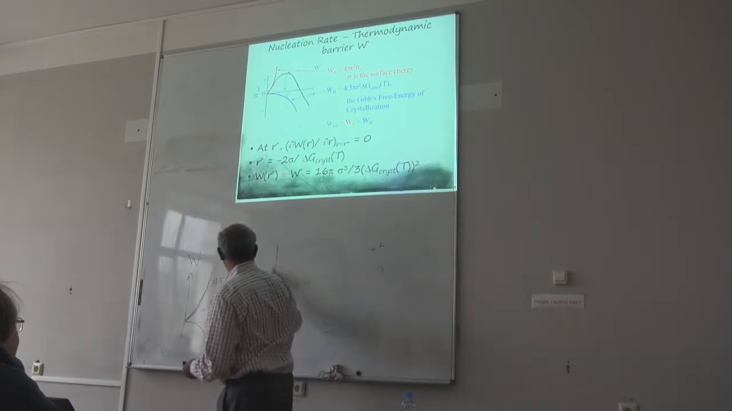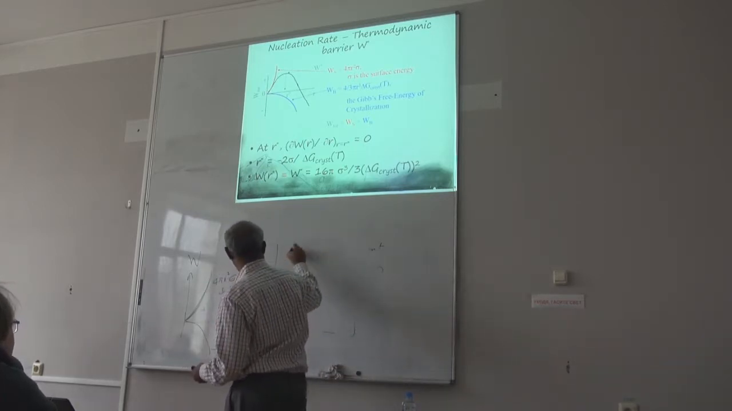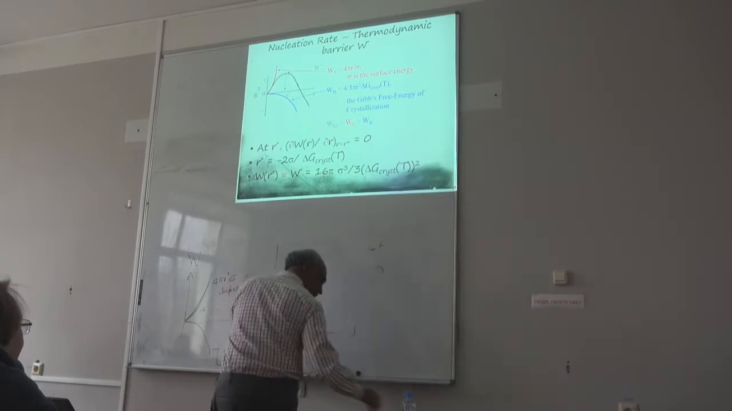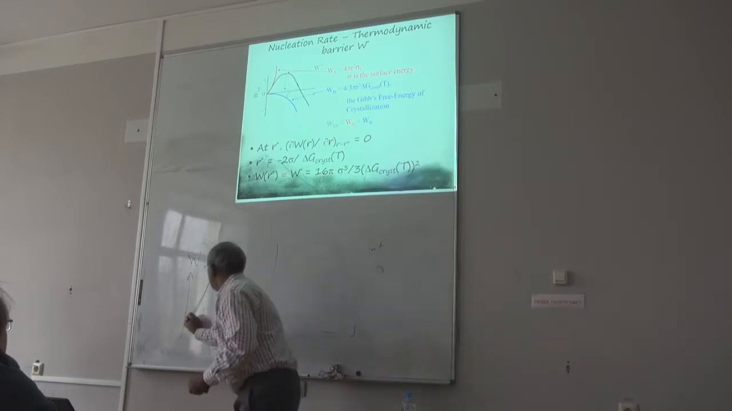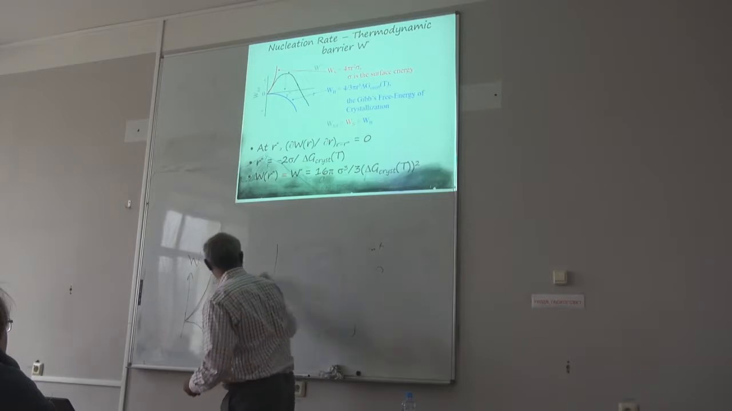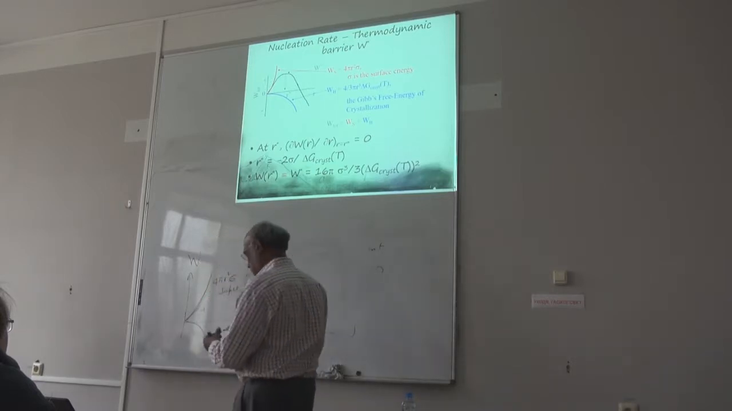So when you add these two, you get something. This is going up, then this is going down. You get this kind of curve.